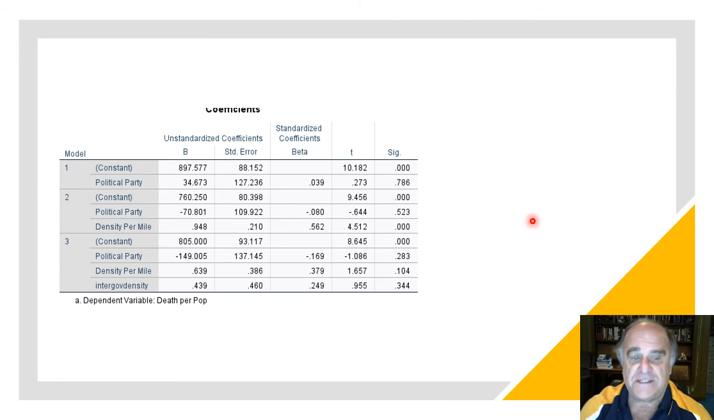But since the interaction isn't significant, the way I would say this is, hey, we're just going to drop this model, and we're going to go back as the most useful model to the model without the interaction, which is the one that has density per mile and political party. Or actually, we don't even need political party, probably. We could just throw that out and go to the model that just has density per mile. The interaction is certainly not significant.